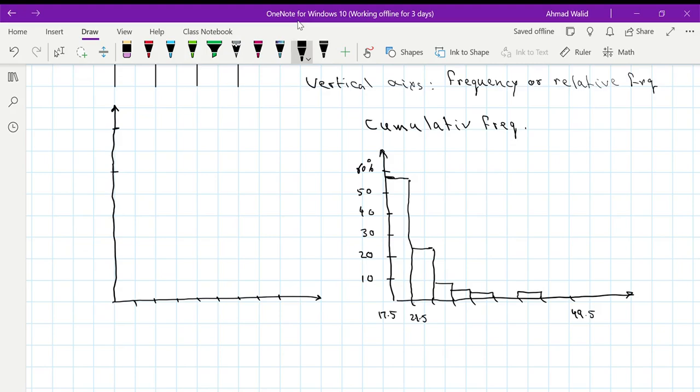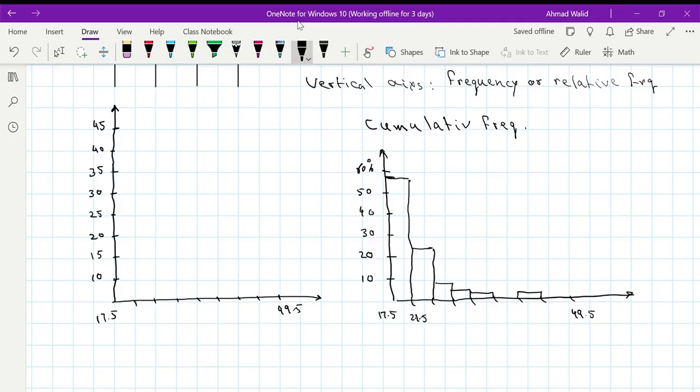Maybe here 45, 40, 35, 30, here 25, here 20, here 15, and here 10. Again, here 17.5, and you go up to 49.5 class boundaries, or you can use your midpoint.